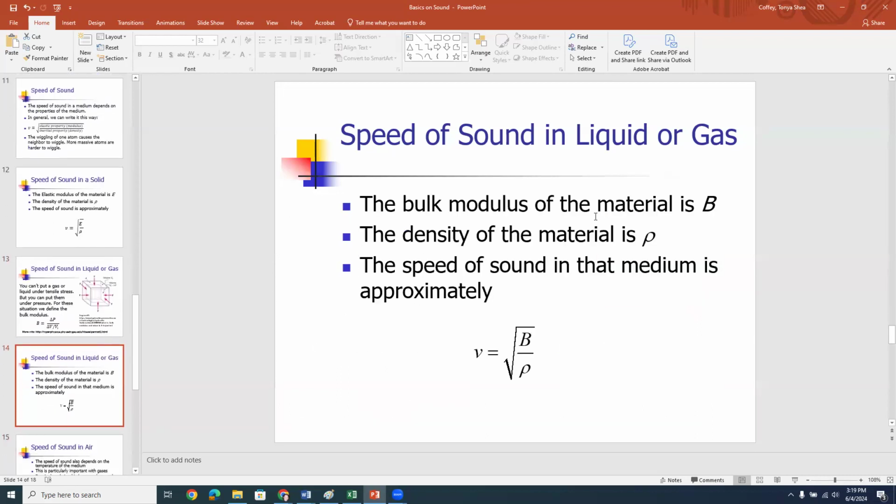So the bulk modulus of the material we'll call B, and the density of the liquid or gas is rho again. So the speed of sound in a liquid or a gas is approximately equal to the square root of the bulk modulus divided by the density rho.